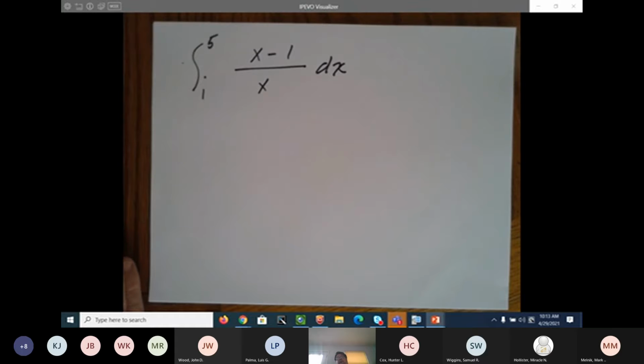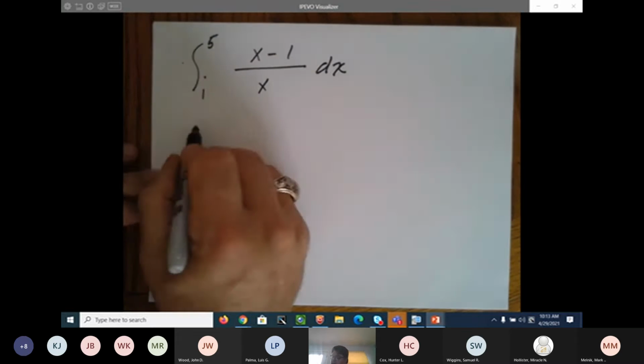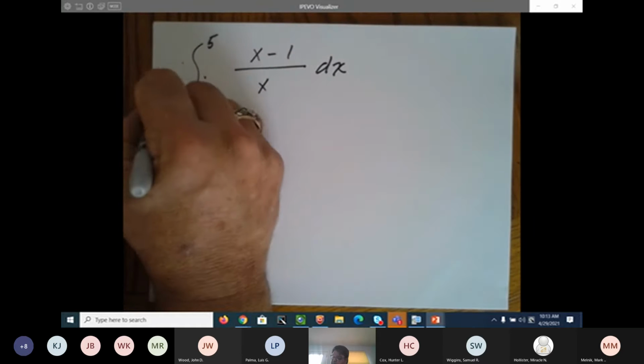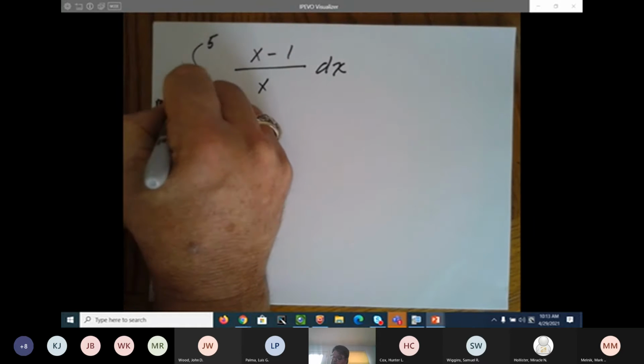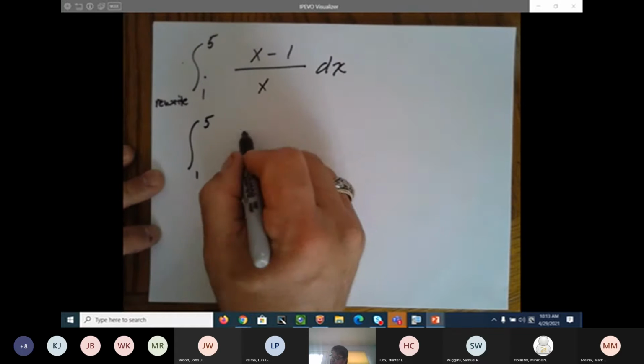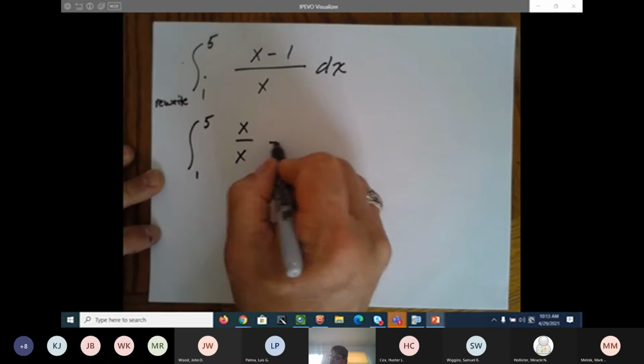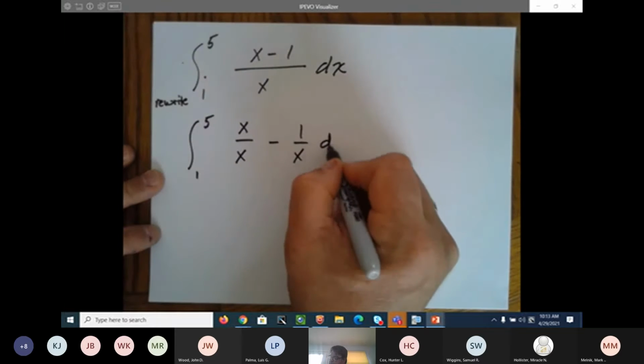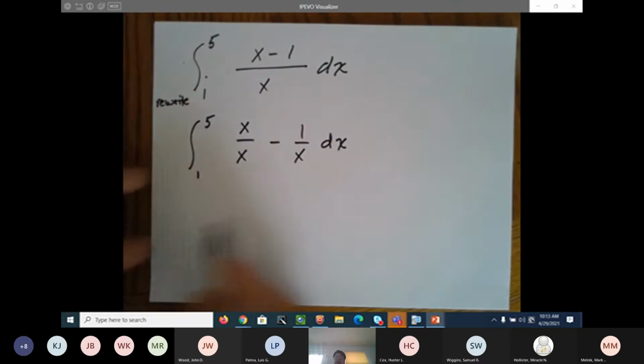No, you can't do that. Well, yeah, you can. You can break it up into 2. That's what I would do. I would rewrite the integral from 1 to 5 of x over x minus 1 over x. Okay, do that. That'll help you out a little bit.